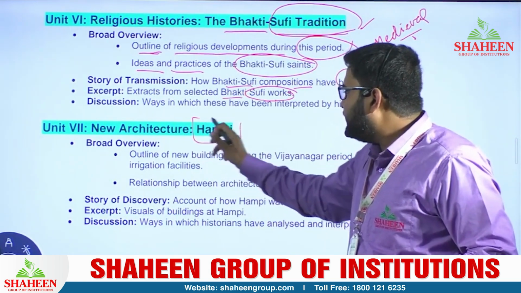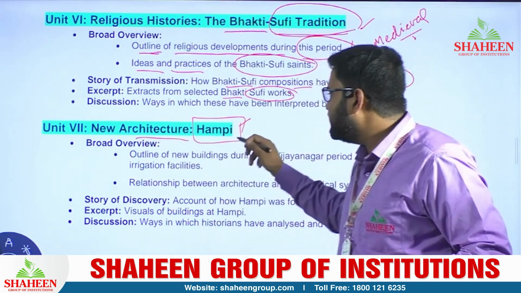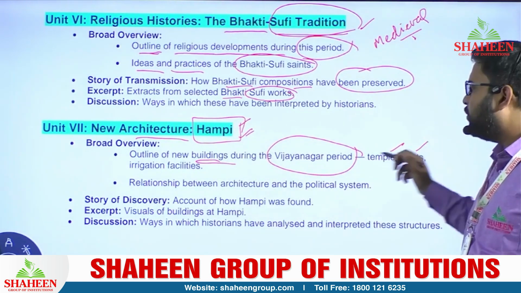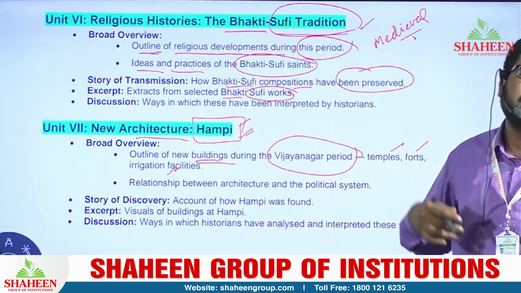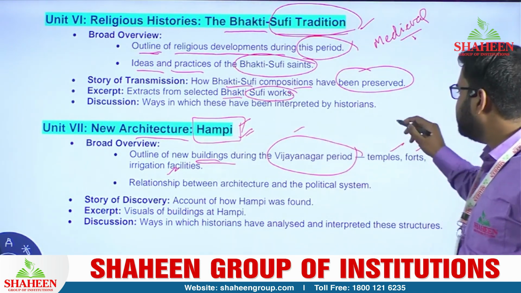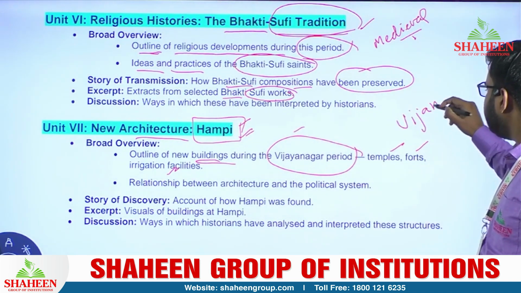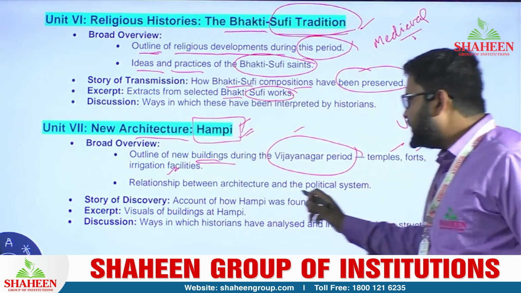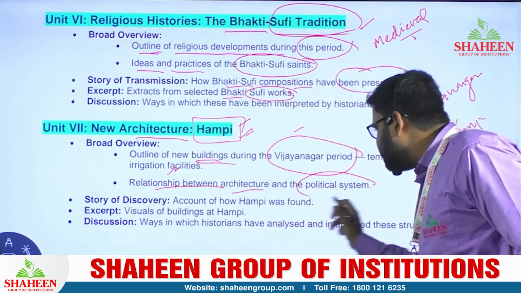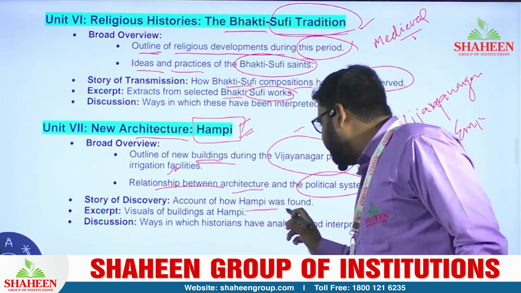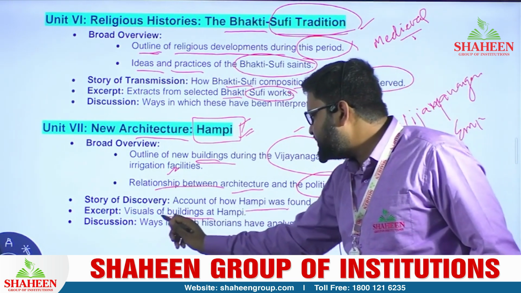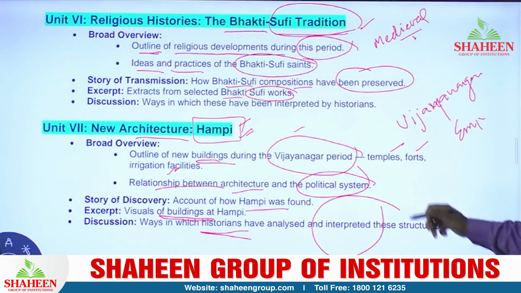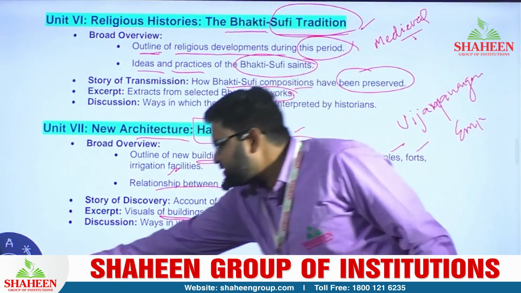Then, the Vijayanagar Empire, the new architecture, which is Hampi. So we will see the buildings during the Vijayanagar period. We will see the temples, forts and irrigation facilities which were developed in the medieval period, especially in the Vijayanagara Empire. So the relationship between architecture and the political system, how Hampi was founded, and the visuals of the buildings of Hampi. How the historians have analyzed and interpreted these structures, these buildings, all those things will be covered in our upcoming lectures.